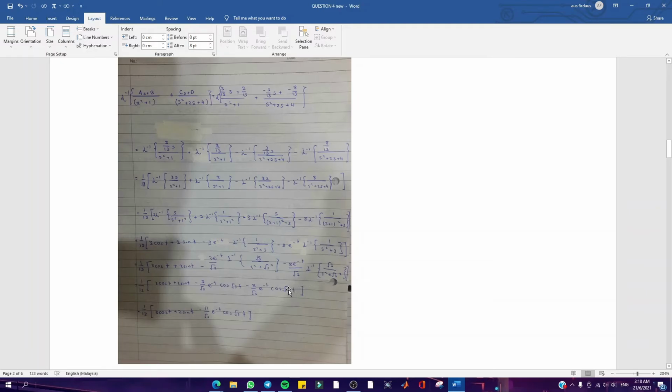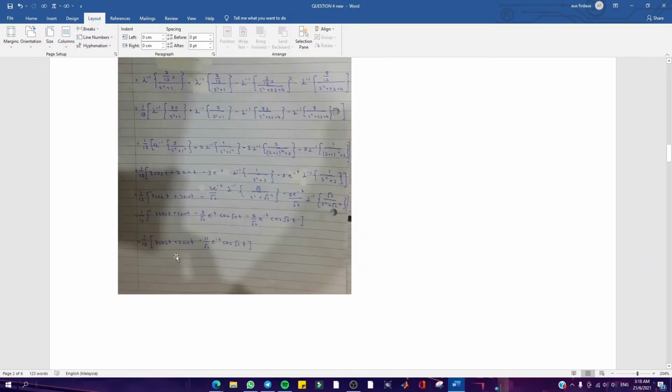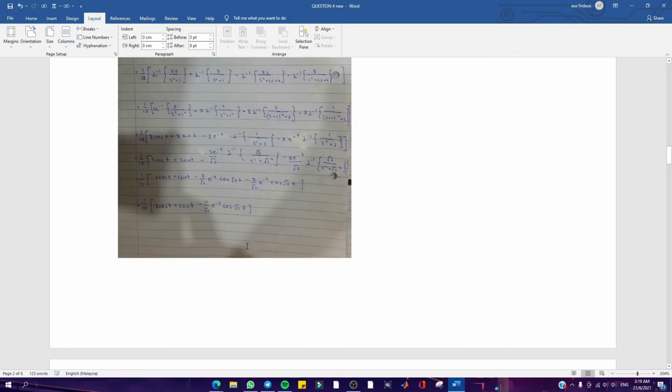So inverse Laplace transform, here we will get cos root 3 t. And then here is the last answer, which is 1 over 13 open bracket 3 cosine t plus 2 sine t minus 11 over root 3 exponent power of negative t cosine root 3t.